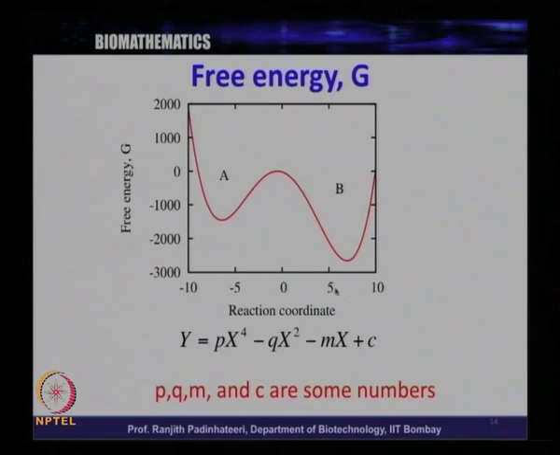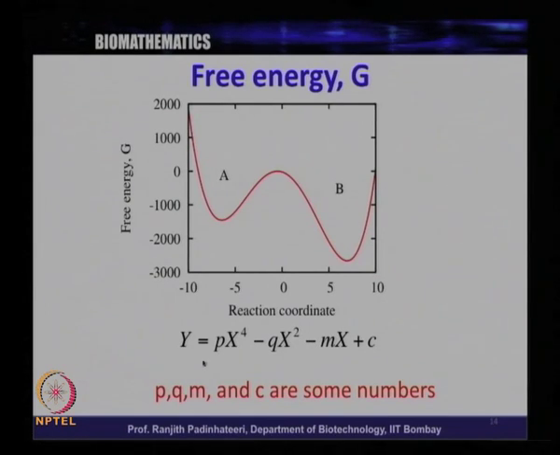This we can get by plotting a function which is some constant p times x power 4 minus some other constant q times x power 2 minus some other constant m times x plus some other constant c. If we plot this function, we will get this. p, q, m and c are some numbers here.